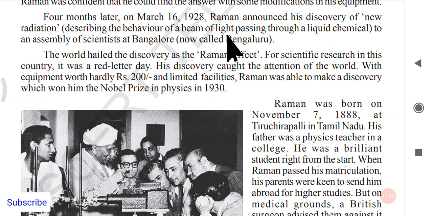Okay, so 4 months later, on March 16, 1928, Raman announced his discovery of new radiation, describing the behavior of a beam of light passing through a liquid chemical to an assembly of scientists at Bangalore, now called Bengaluru. So after the 4 months, on March 16th, 1928, finally Raman announced this discovery.